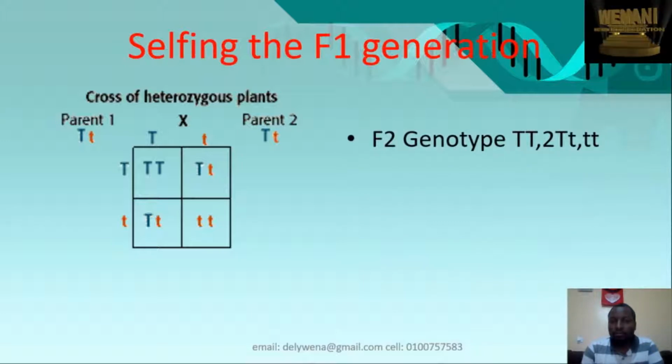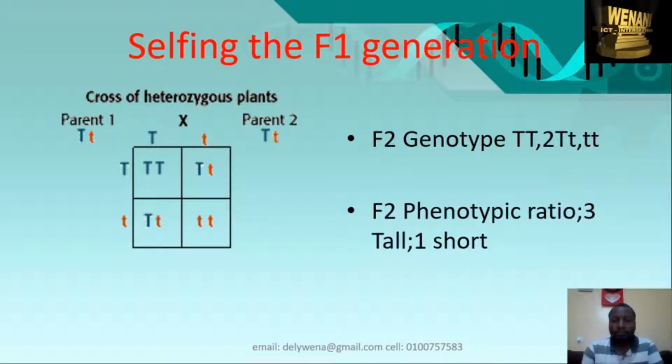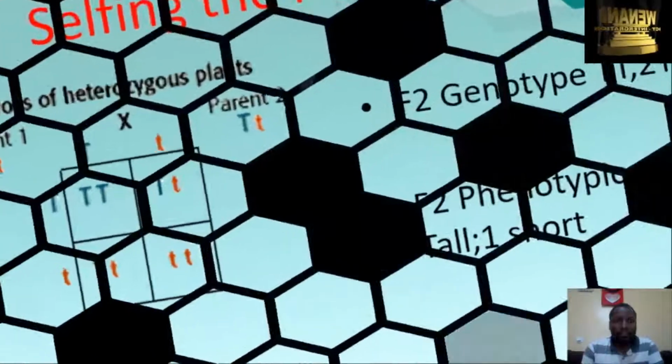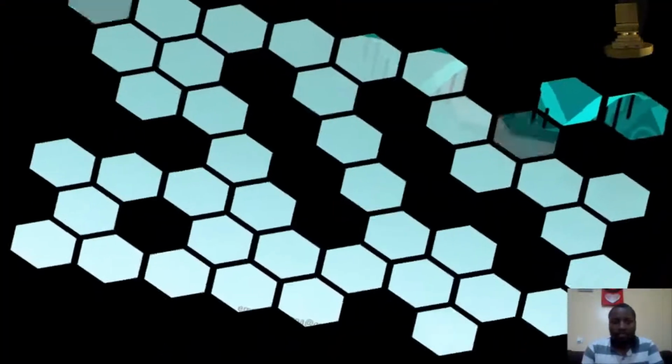So in the F2 we have the genotypes: one homozygous tall, two heterozygous tall, and one homozygous short. So our F2 phenotypic ratio will be 3 tall to 1 short. That is from that result.